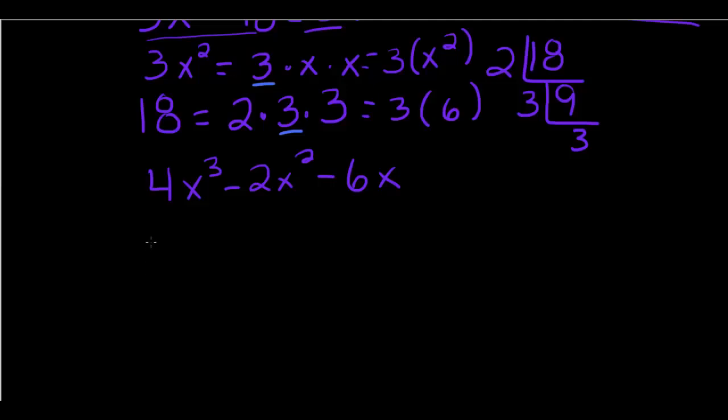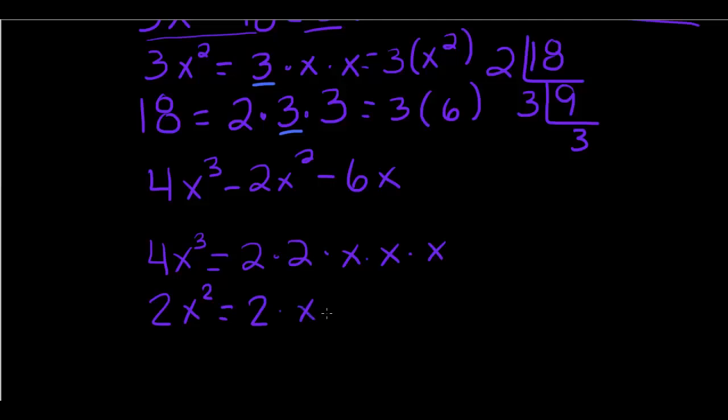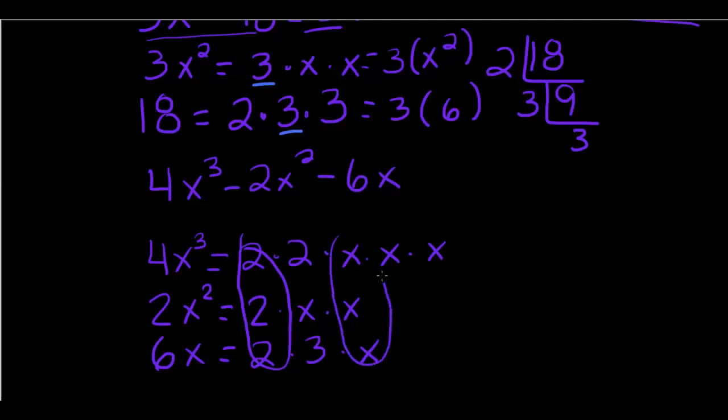Okay, so let's check the work. So for 4x cubed, it's going to be 2 times 2 x, x, x. For 2x squared, it's going to be 2 x, x. And for 6x, it's going to be 2, 3, x. Now, all of them have at least 1, 2. All of them have at least 1 x. And that's it. So that means the greatest common factor is going to be 2x.